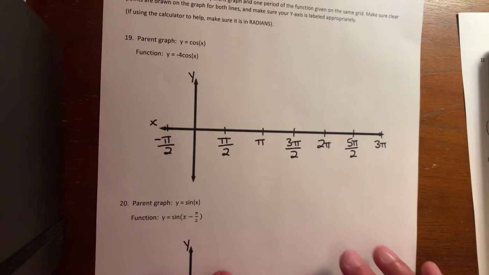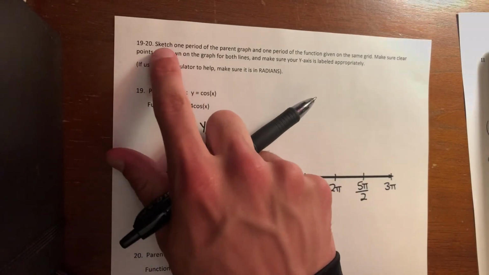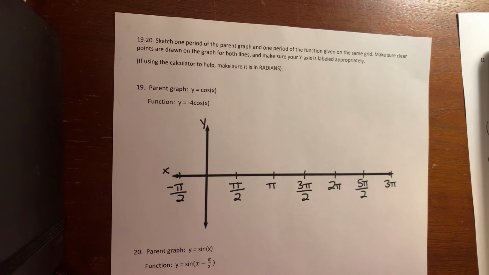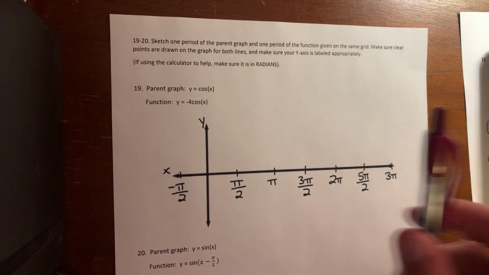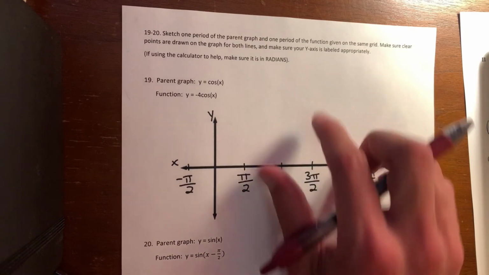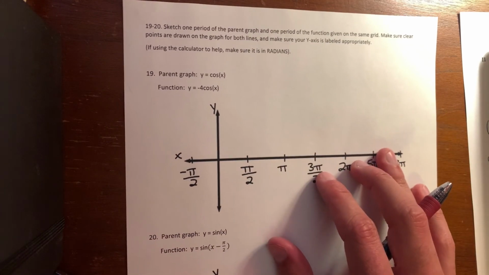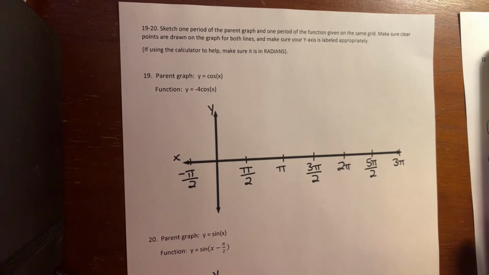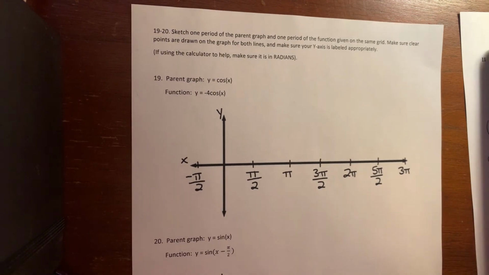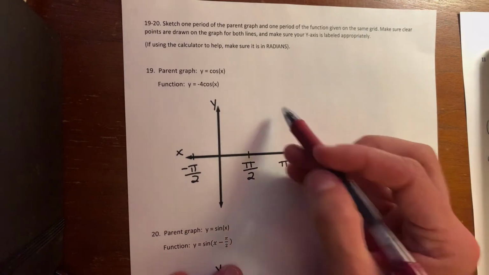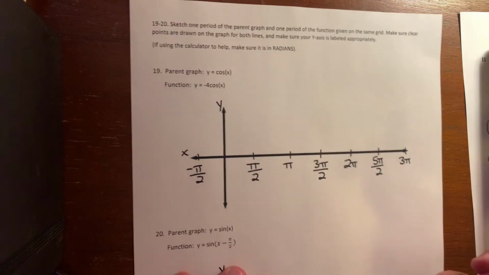All right, lastly, just 2 more, graphing these. It's asking us to sketch 1 period of the parent graph and 1 period of the function that's given on the same grid. Make sure clear points are drawn in the graph and our y-axis is labeled appropriately. I'm not going to use my calculator here necessarily, but you can do that as a backup option too. Hopefully you labeled your parent graphs on the previous page, because you can use that to help with graphing your parent graphs.